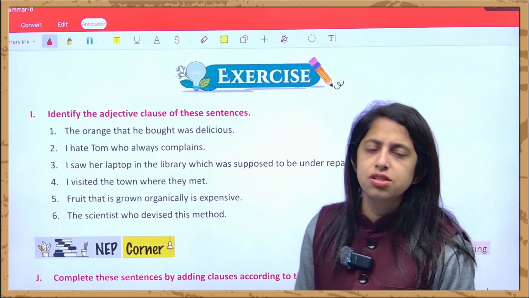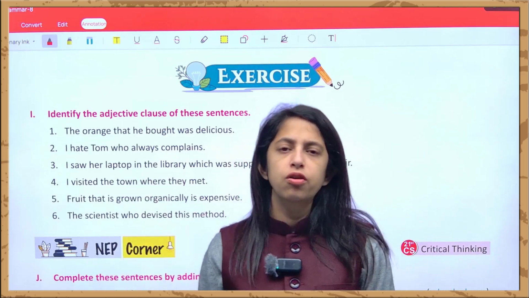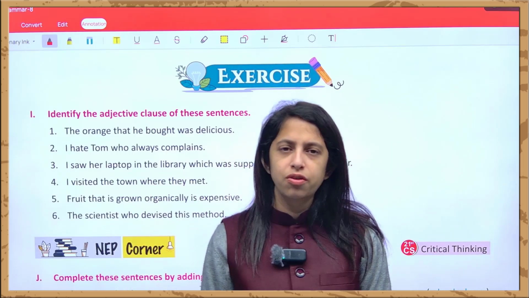That was all about sentences, phrases, and clauses. Please go through this. Try to frame these sentences on this, and keep doing hard work for your exam and stay blessed.